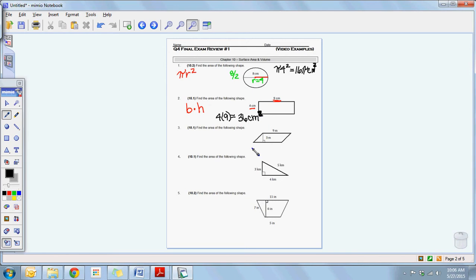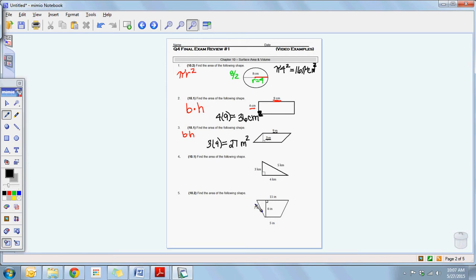Okay? This is also a parallelogram. It's got 4 sides, and it's got 2 sides that are parallel to each other. So it's going to be the same exact formula that I used for my rectangle, base times height. If I plug in my information, the height has to be the straight up and down. So my height is 3 and my base is 9. So I'm going to do 3 times 9, and that's going to give me 27 meters squared.